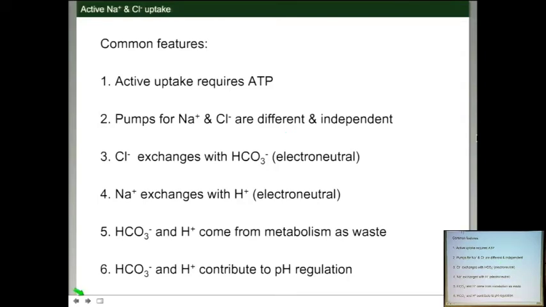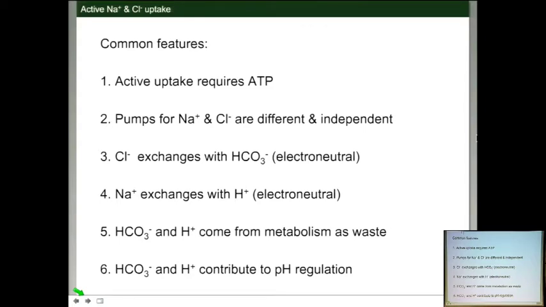Now, in all these animals, the common features of the mechanisms that they have for active sodium and chloride uptake is that it requires ATP, and the pumps for sodium and chloride are different and independent. So that is what I just pointed out before. Sodium, for example, can exchange with hydrogen in one pump, chloride can exchange with bicarb in another pump. And variations of that theme occur in all these animals, with the point being that the sodium pump is separate from the chloride pump.